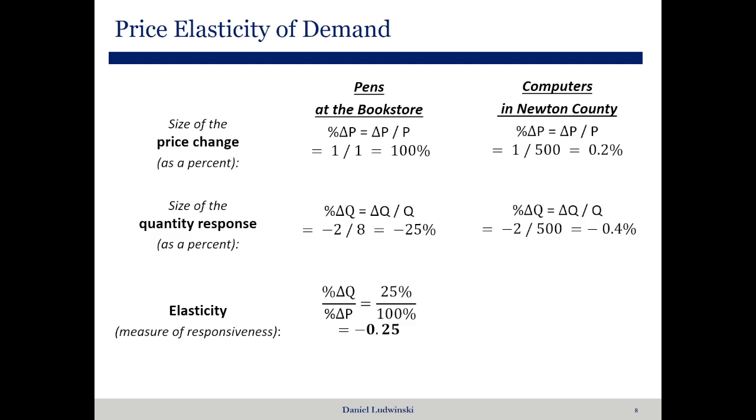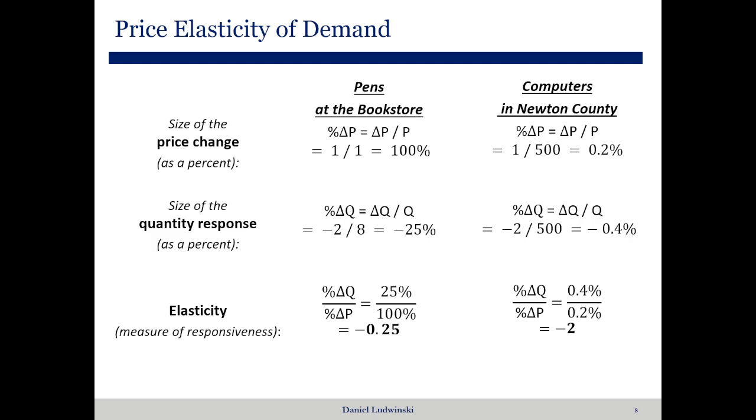So let's look at that same measure, elasticity, for computers in Newton County. Here the percent change in quantity was 0.4%, and the percent change in price was 0.2%. So our elasticity here is -2. And what this is actually telling us is that in terms of responsiveness, the computers in Newton County were actually more responsive to the change in price than the pens.